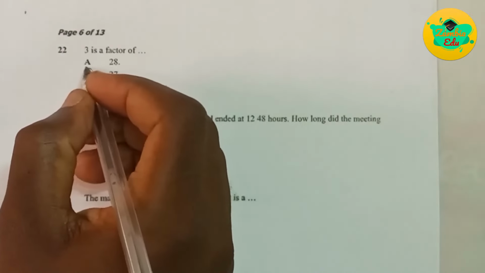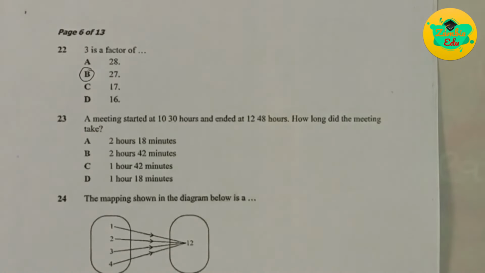Question 22 says, 3 is a factor of dash. We know a factor is a number that can go into another number without leaving a remainder. So they are simply asking us whether 3 is a factor of which number has been given. The first one we have is 28. Can 3 go into 28 without leaving a remainder? No, it can't. 3 into 28 goes 7 times, remainder 1. We go to B. 3 into 27 goes 9 times without a remainder. So our answer there is B. 3 is a factor of 27.